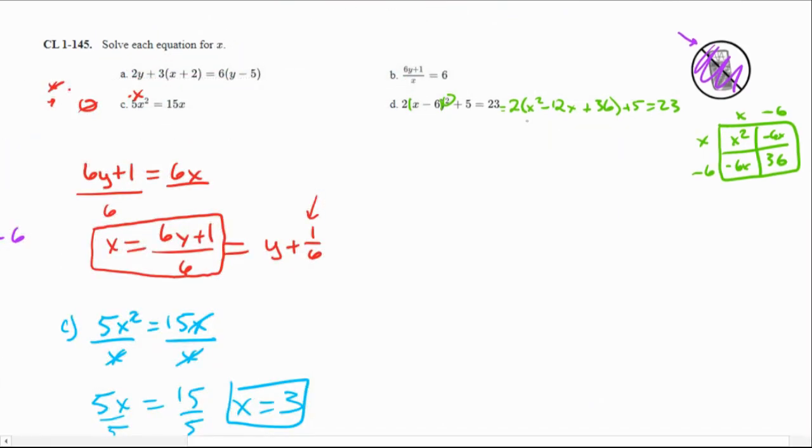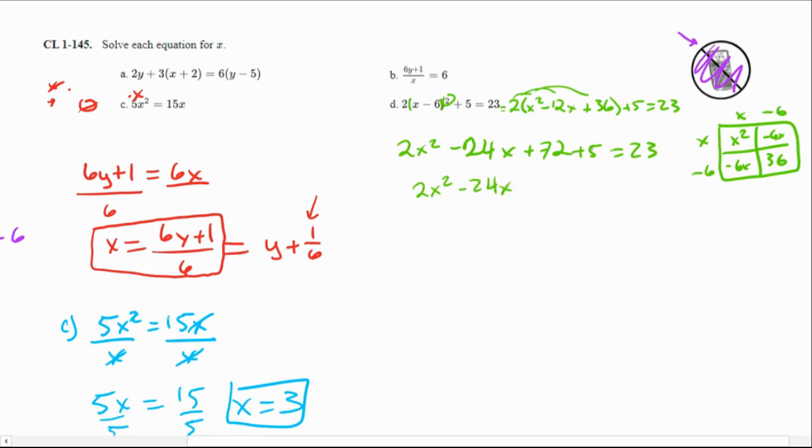So here I am going to now distribute this here. So I'm going to get 2x squared minus 24x. 36 times 2 is 72. Plus 5 equals 23. Now, since I have a quadratic, x squared here, I'm going to get everything to the left side, set it equal to 0, and then go ahead and try and solve by factoring maybe. Hopefully that'll help.